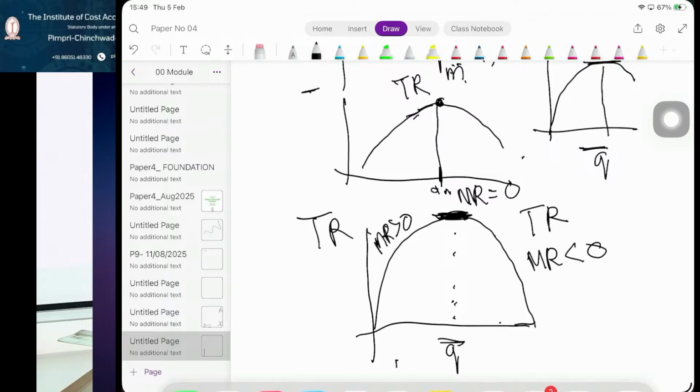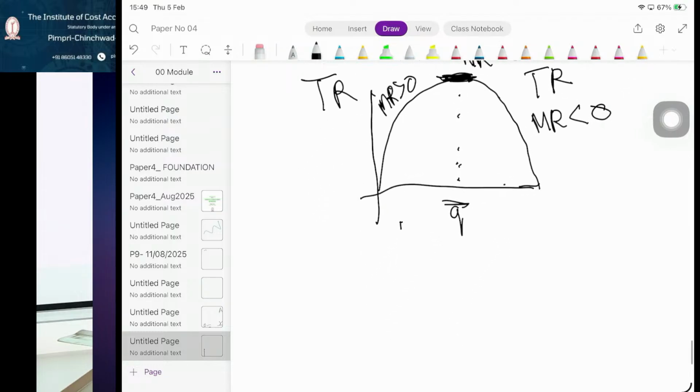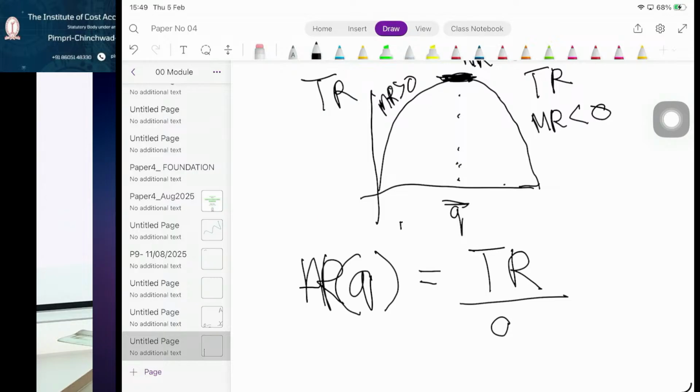Okay, write one more concept. It is called average revenue. Average revenue is total revenue divided by Q. Total revenue divided by Q. That will give you the average revenue.